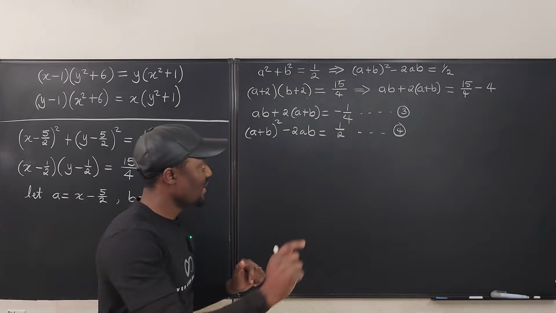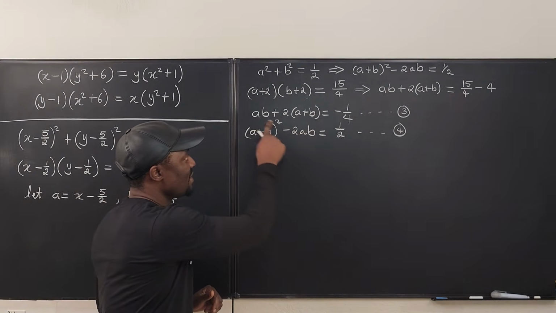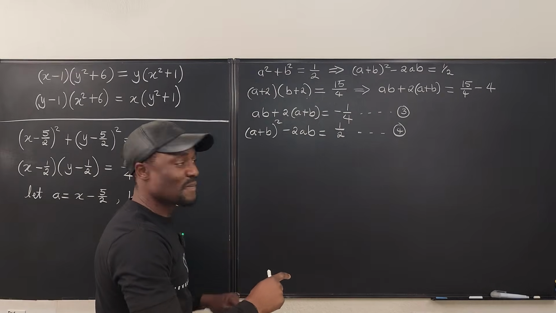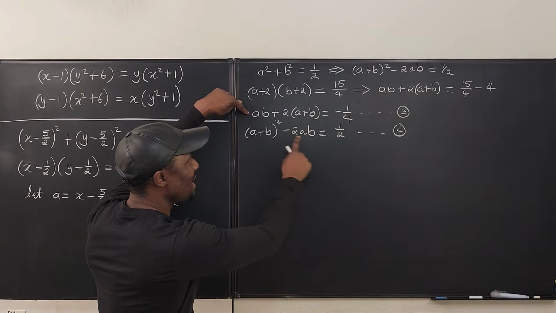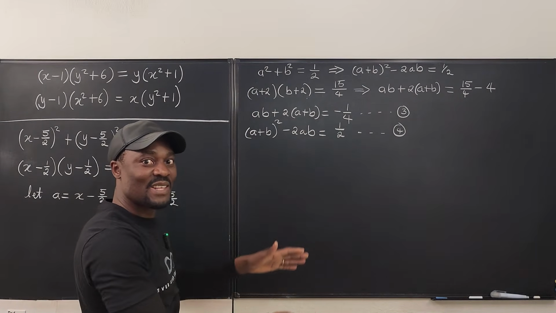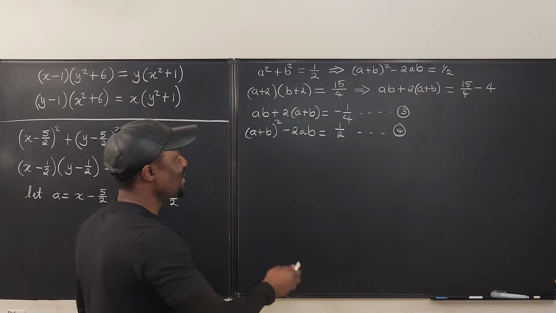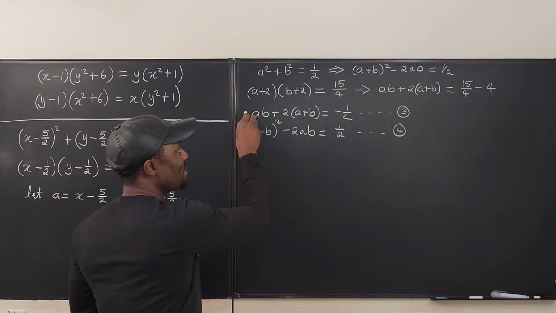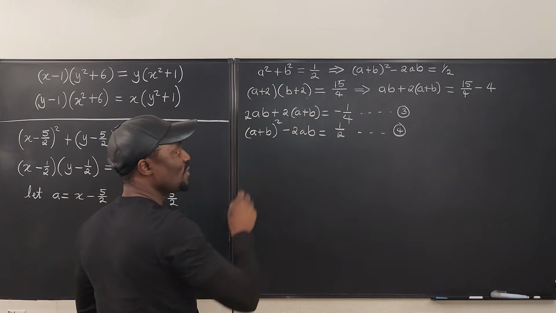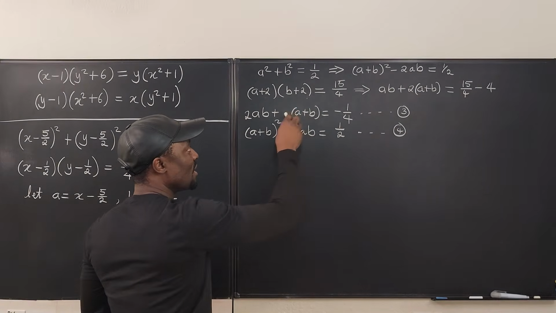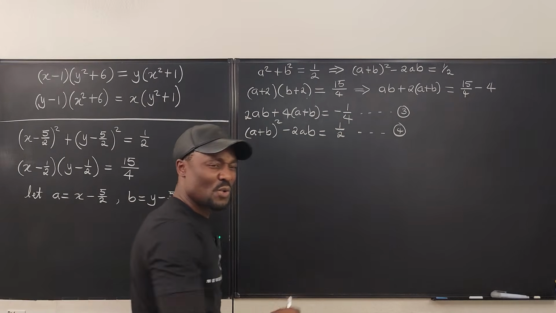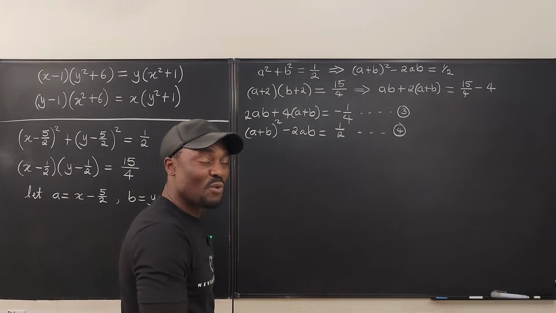Notice, if I want to get rid of this AB, I can just multiply this by 2 so that this will have 2AB, this has minus 2AB, and then I can add the 2 together. So, see what's going to happen. If I multiply this by 2, this is going to become 2AB. This becomes 4A plus B. And if I multiply this by 2, what does it become? Negative 1/2.